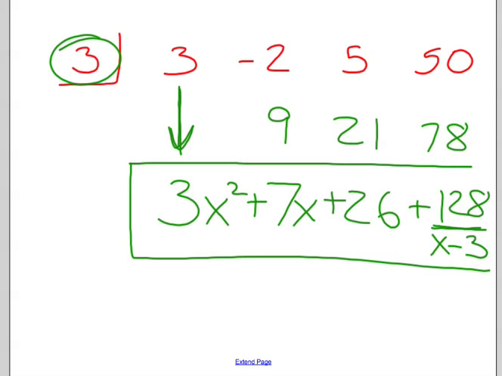And where does that come from in division? If I take 5 divided by 2, 2 goes in there 2 times, which is 4. So 4. Then what do I do with my remainder? I put it over the divisor. That's what I'm doing here, taking the remainder on the last one over what I was dividing by, which was actually x minus 3.